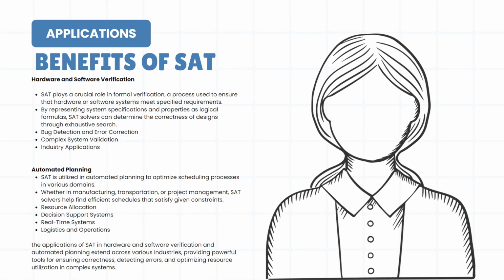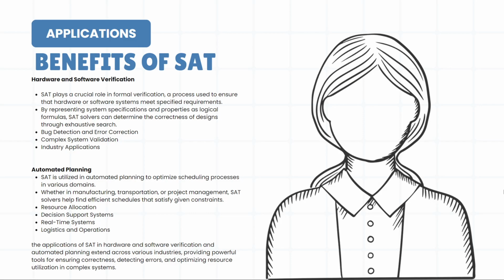Next up are the benefits of SAT in terms of automated planning. Number 1: SAT is utilized in automated planning to optimize scheduling processes in various domains. Whether in manufacturing, transportation, or project management, SAT solvers help find efficient schedules that satisfy given constraints. Number 2 is resource allocation. SAT solvers contribute to optimizing resource allocation by efficiently assigning resources such as manpower, machinery, or time to tasks. This is crucial in industries like manufacturing, where efficient resource utilization directly impacts productivity.